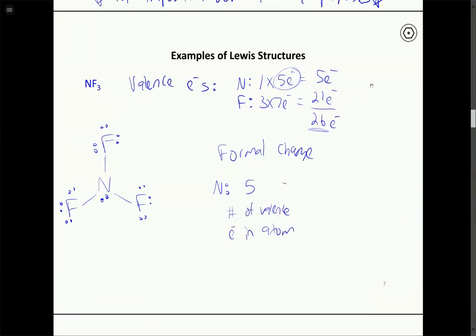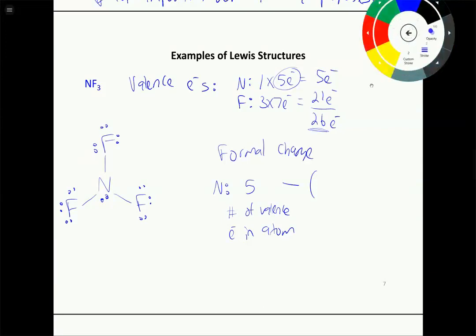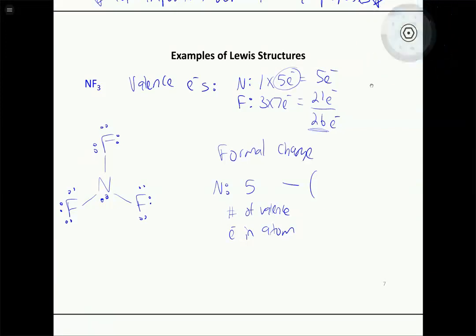And then what we're going to subtract is the sum of two parameters for our structure. I'll do this in a different color to color code it. The first number we subtract is the number of bonds. So nitrogen has 3 bonds. It has 1 single bond to each fluorine for a total of 3 bonds.